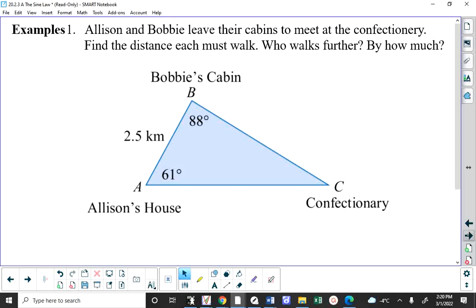So what you want to find is this distance, and you have to be pretty careful here. This distance is labeled A, isn't it? Because it's across from angle A. But that distance A is not the distance Allison walks, it's the distance Bobby walks. Look at the diagram. Bobby has to walk that distance, so be very careful with your letters. And we also want to find B, because it's across from Bobby's cabin, and B is actually how far Allison walks.